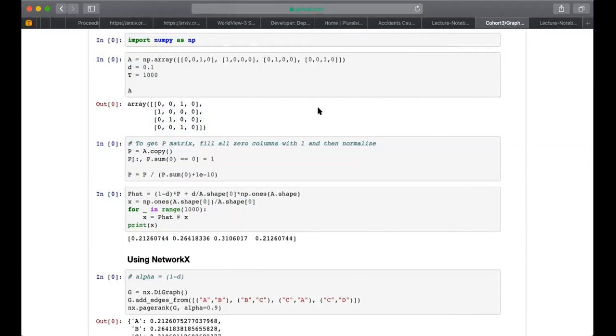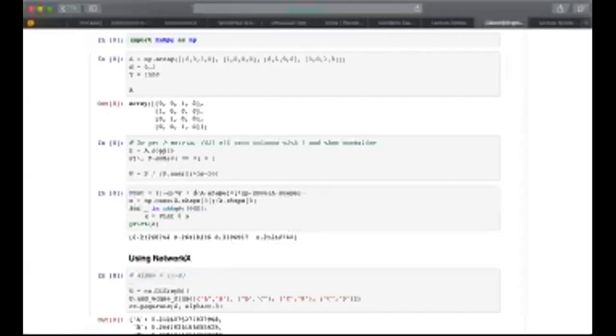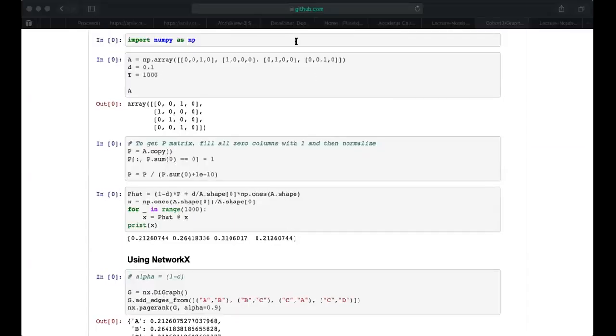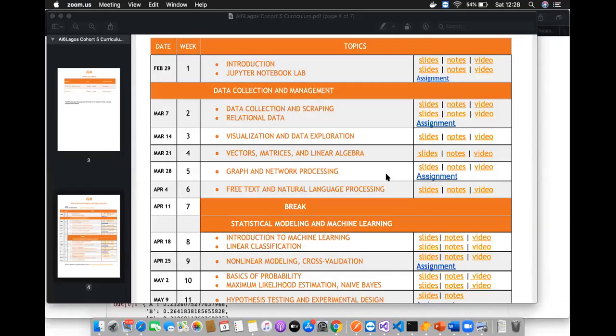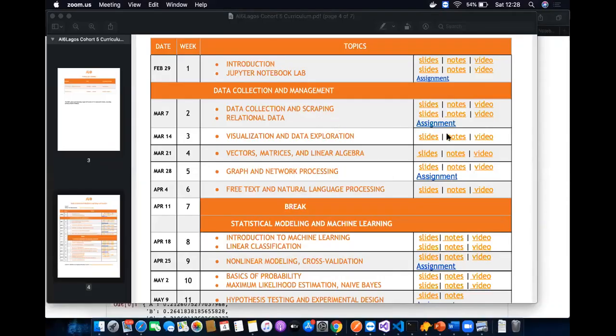I have 2 minutes more, and in this 2 minutes, I want to discuss something. Can you see my screen now? Can you all see the curriculum? No, you're still showing the notebook. Okay, let me switch to the curriculum. Can you see the curriculum now? Yes, we can.